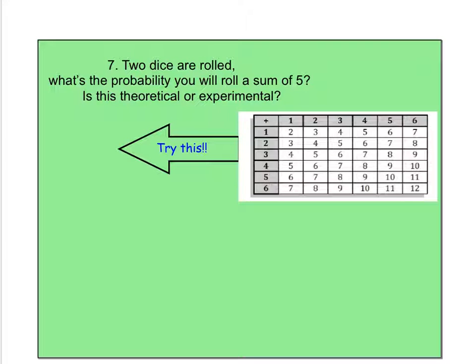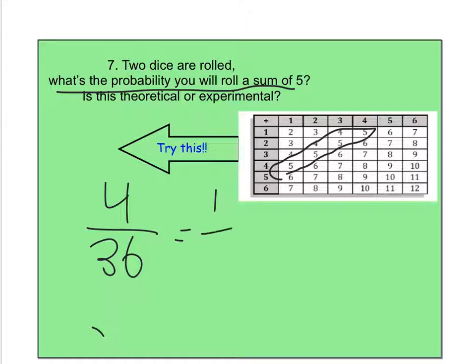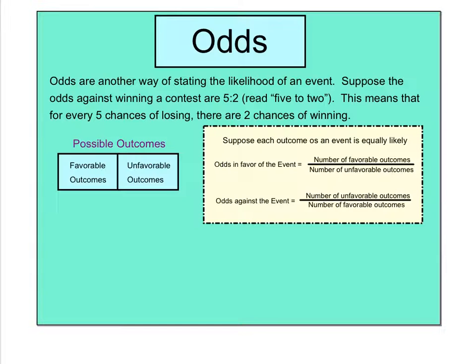So 2 dice are rolled. What's the probability that you roll a sum of 5? If I look, what is my sum of 5? Well, there are 4 sums of 5 out of 36, so that's a probability of 1/9. And again, that's theoretical because I did not actually roll dice. I just looked at what could happen and made my answer based on that.